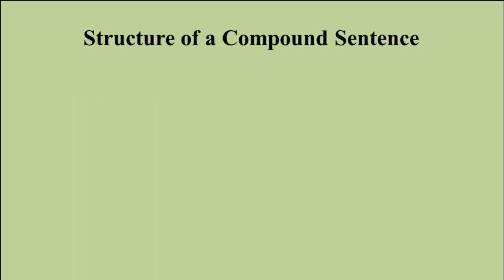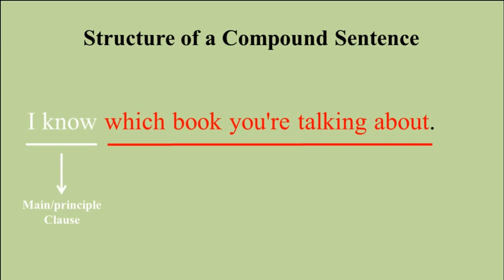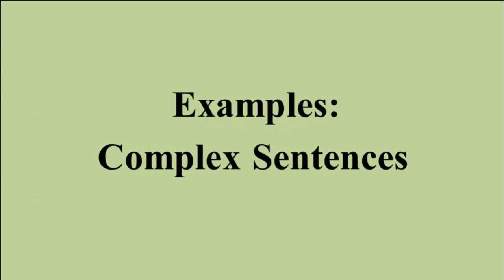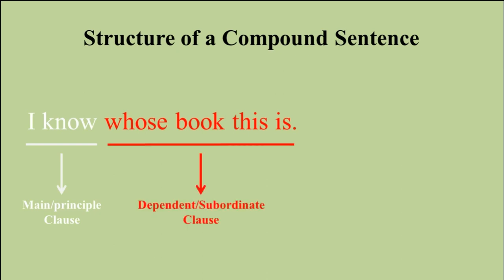Structure of a complex sentence. I know which book you're talking about. I know, it's a main, a principal clause. It's an independent clause. Which book you're talking about, it's a dependent, subordinate clause. Examples of complex sentences. I know whose book this is. I know, it's a main, a principal clause. Whose book this is, it's a dependent or subordinate clause.